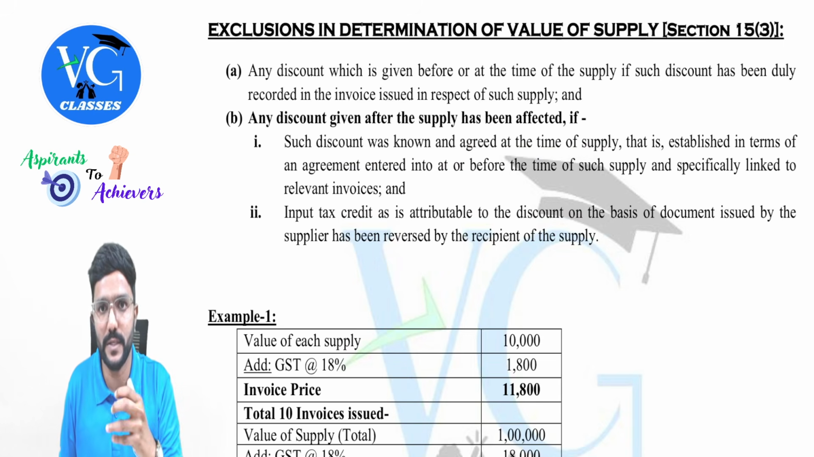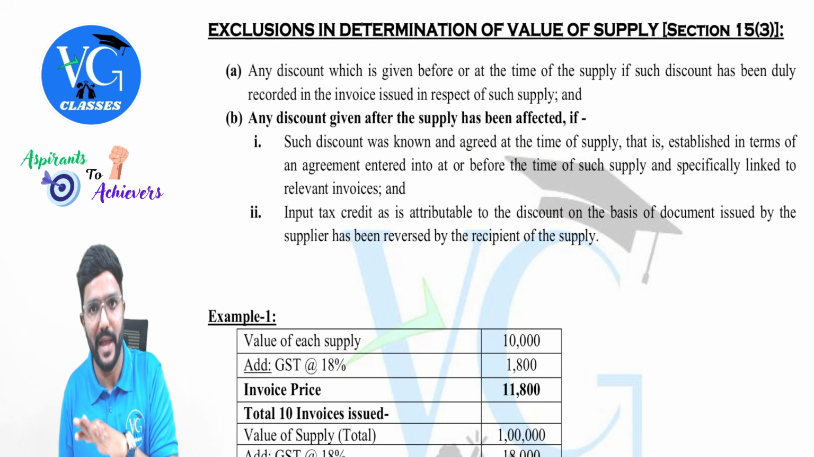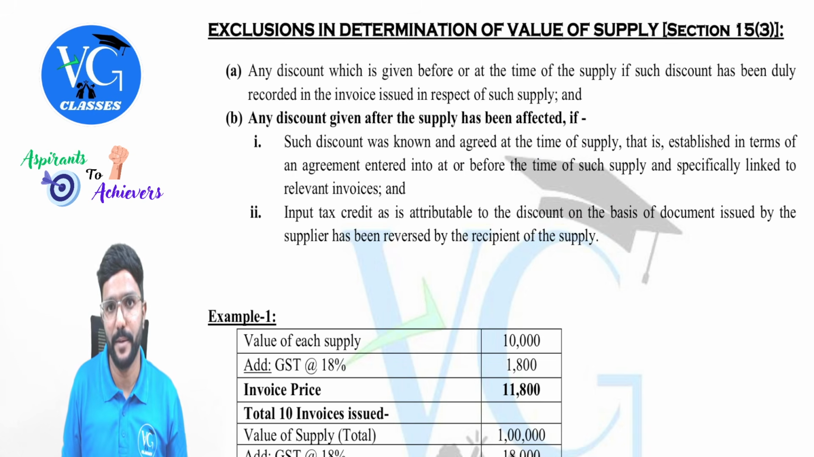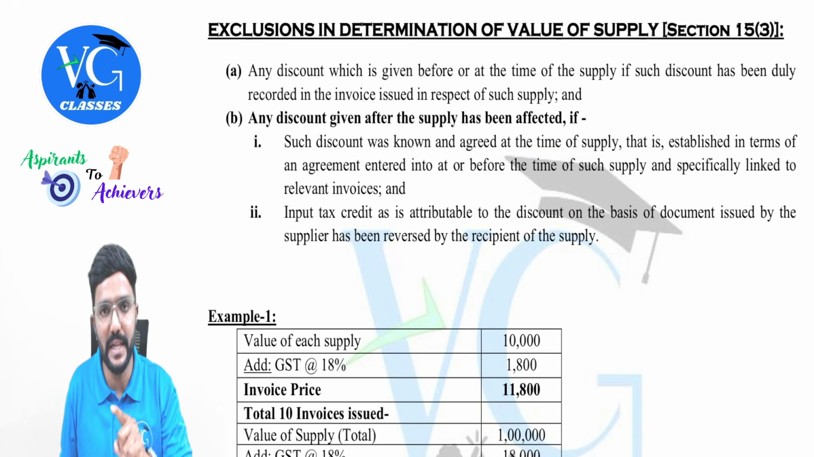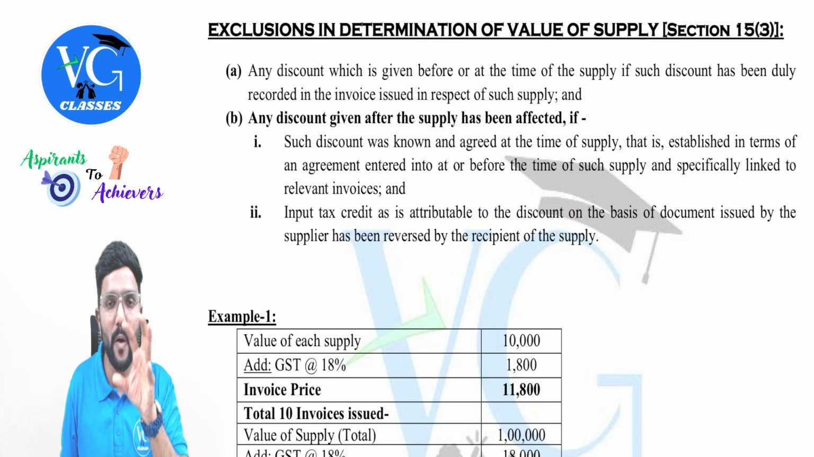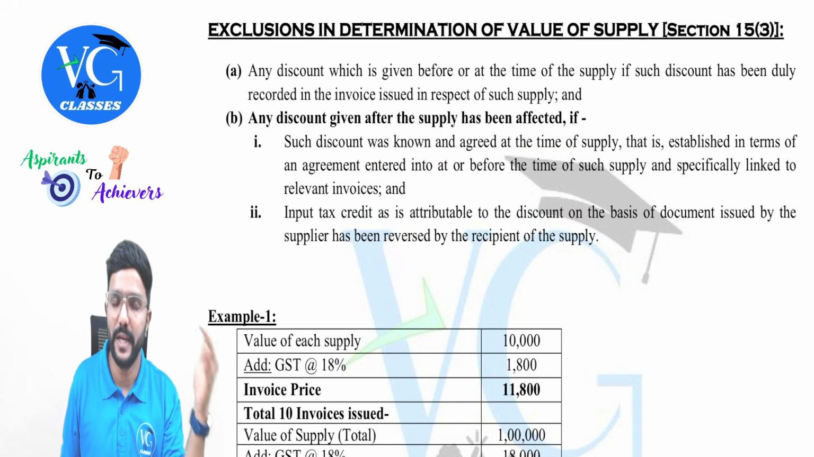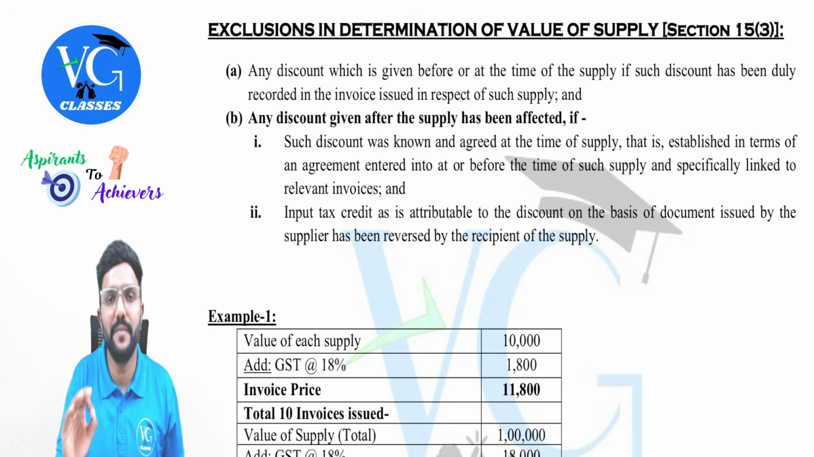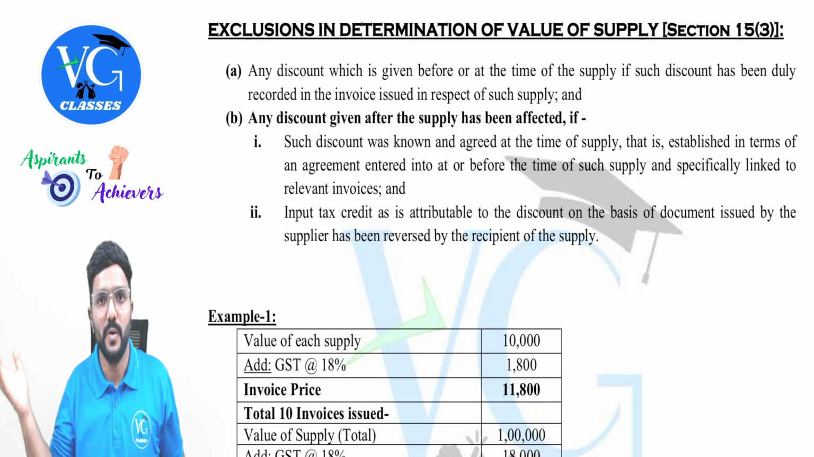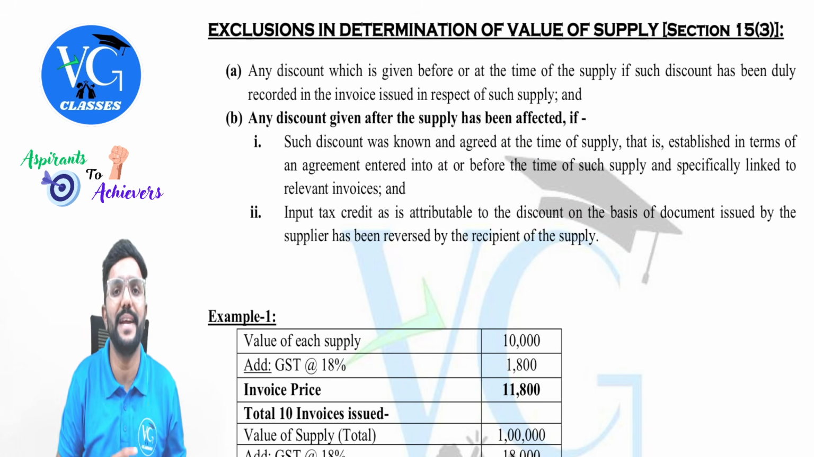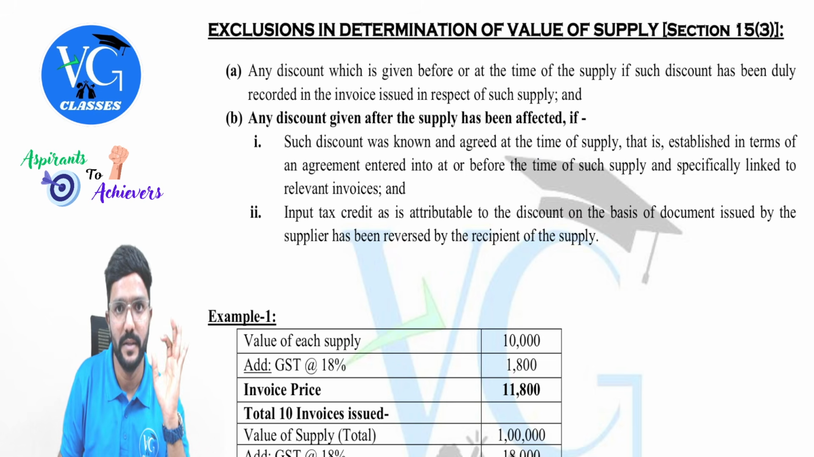So this is a discount which is given after the supply, but it was already agreed on or before the supply. Okay, and it will be linked to the relevant invoices. Why? Because, sir, supply would have already been made in the past. Invoices would have already been issued, with respect to which we are giving the discount later. Was this discount agreed before only? Yes, at the time of supply itself, it was agreed.